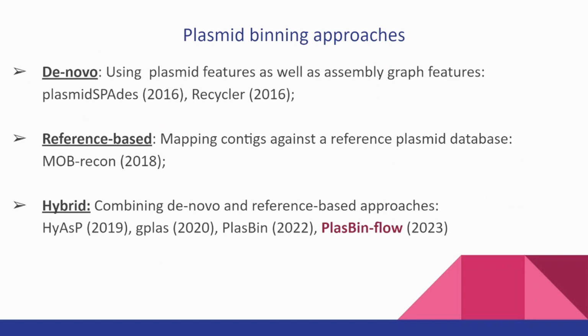Quite a lot of plasmid binning approaches have been proposed till now. So roughly we can characterize them as de novo and reference based. De novo approaches use plasmid features as well as some features from the assembly graph. So for example, plasmidSPAdes and Recycler are such methods. Reference-based methods rely on a reference database. So they map contigs onto genes or plasmids in a reference database. MOB-recon is one such approach. Hybrid approaches combine good properties of the previous two approaches. So HyAsP, PlasBin and the current method that we'll be discussing, PlasBin-flow, form hybrid approaches.